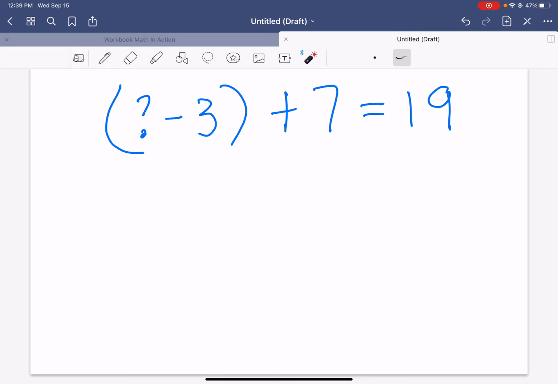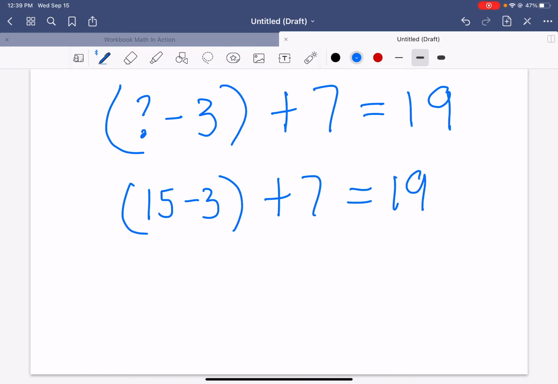All right. So what do we think, right? How do we get 19? What do we need? 7 plus what equals 19? 7 plus 12 equals 19. So how do we get 12 from here? So here we do 15 minus 3 plus 7 is equal to 19, right? 15 minus 3, we get 12, plus 7 equals 19.